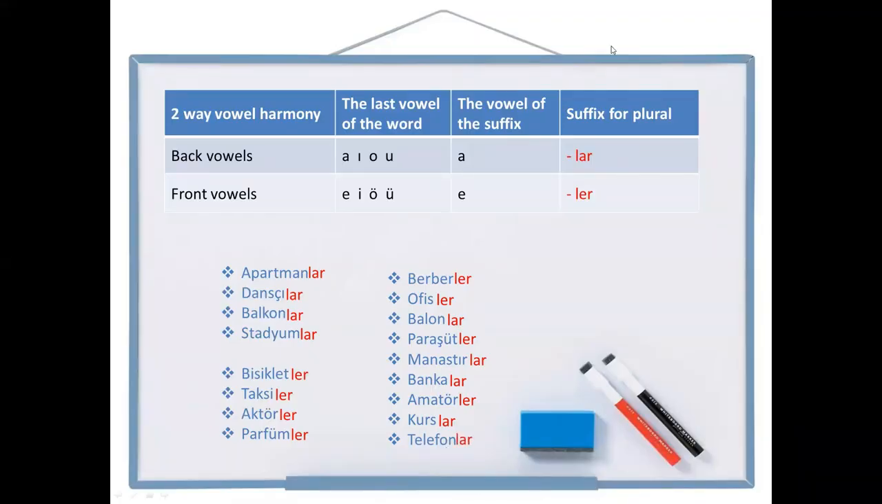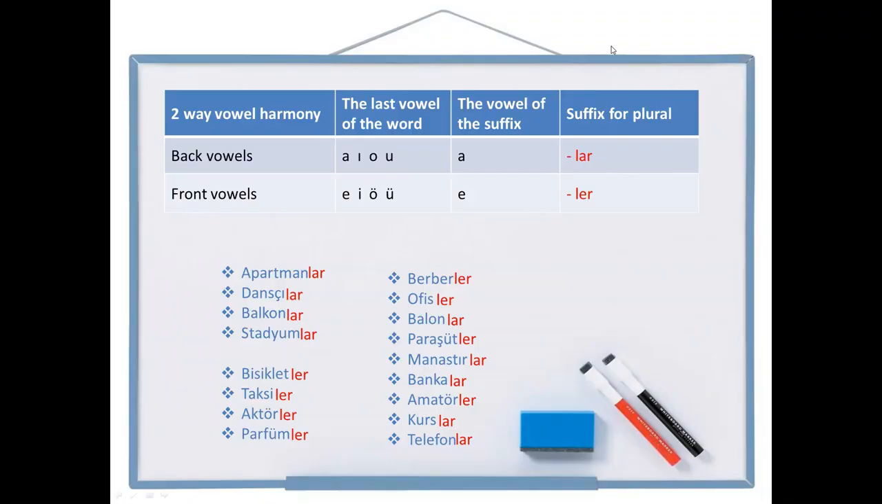Okay, friends. If we summarize what we learned until now, there are 8 vowels in Turkish, 4 of them are back vowels and 4 of them are front vowels. Why are they called like that? Because back vowels are produced from the back side of the mouth and the front vowels are produced at the front side of the mouth. The back vowels continue with a suffix which has a specific back vowel in it, a. And the front vowels continue with a suffix which has a specific front vowel in it, e. Back vowels continue with a, front vowels continue with e.